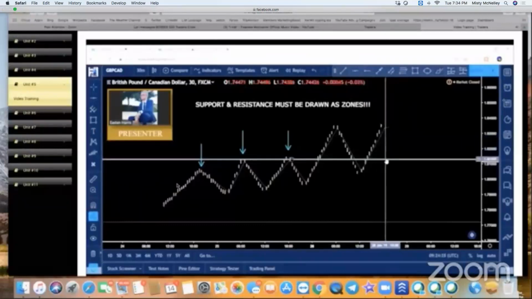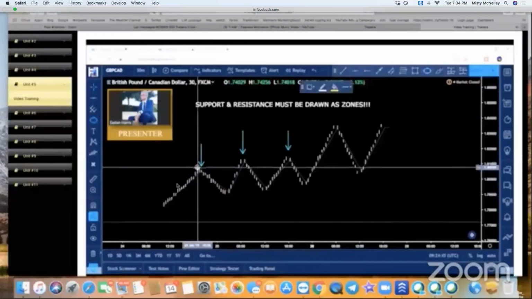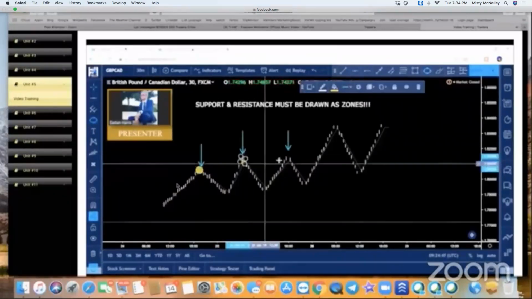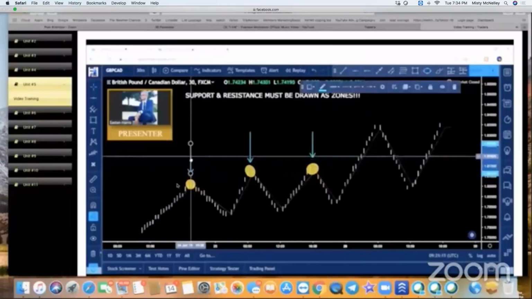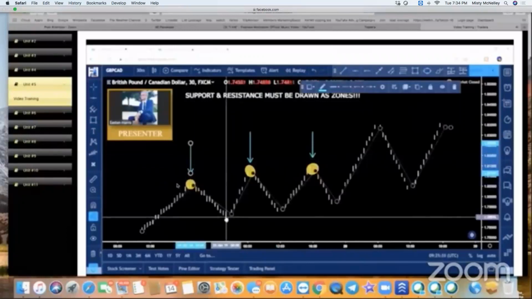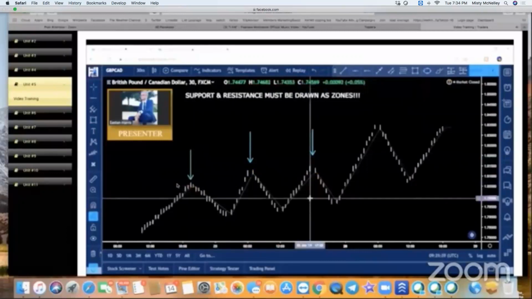Now, these are meant to be drawn as zones. So to avoid things like this getting faked out by the market, you have to draw your support and resistances as zones. So if we're looking at these peaks and we want to draw our resistance zone, we're going to start at the very edge of where this reaction originated from. So I'll move this so you guys can see clearly.